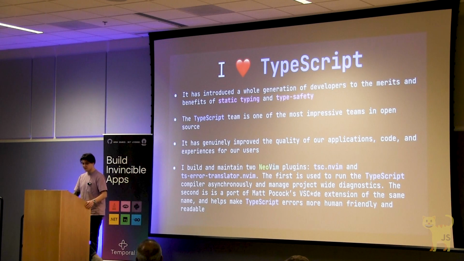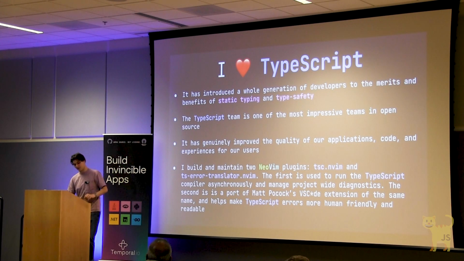And I also build and maintain two new Vim plugins, tsc.nvim and ts-error-translator. The first is used to run the TypeScript compiler asynchronously and basically give you project-wide diagnostics. TS Server, which is TypeScript's language server, is notoriously bad at that. And then I've also recently ported Matt Pocock's VS Code extension called TS Error Translator, which basically takes TypeScript's garbage compiler messages and tries to put them in a more human-friendly format.